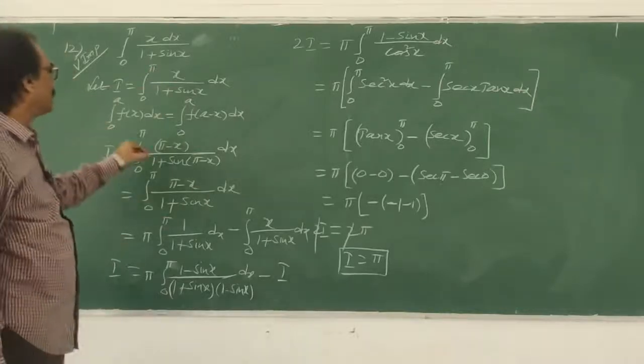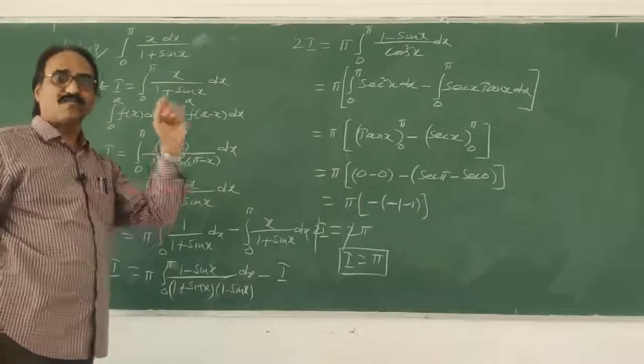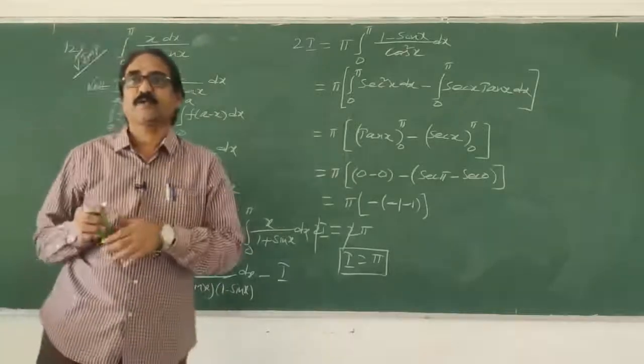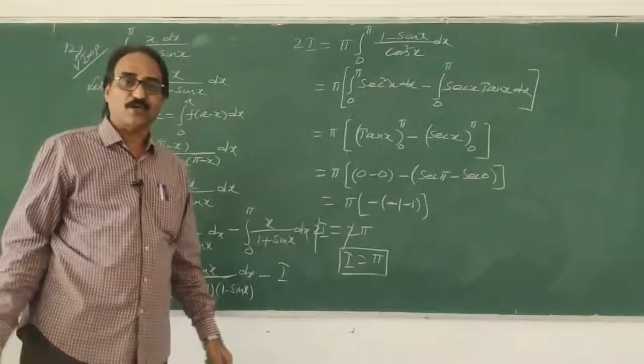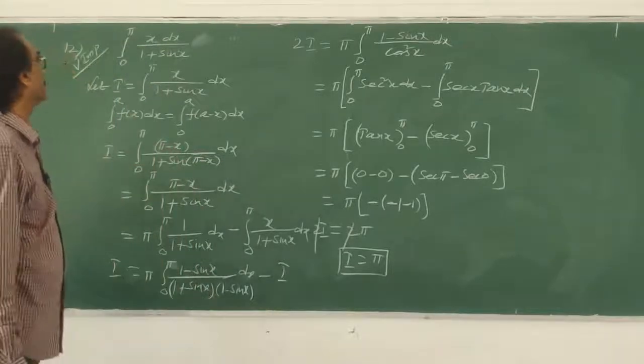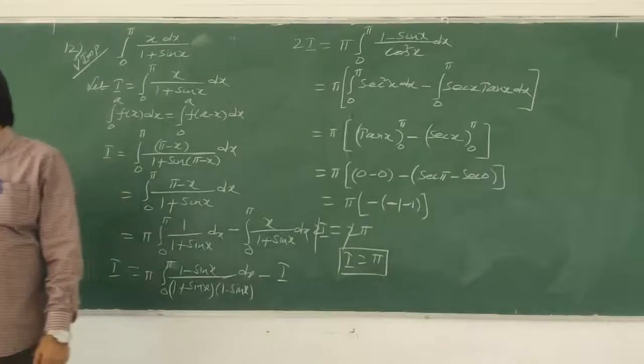So here, in every problem, in most of the cases, we are going to use this property many times, that is the integral from 0 to a of f of x dx is equal to the integral from 0 to a of f of a minus x dx. This is problem number 12.